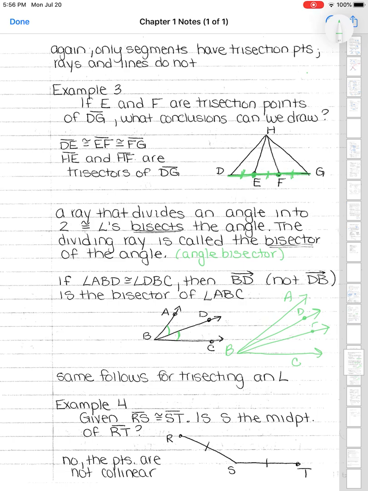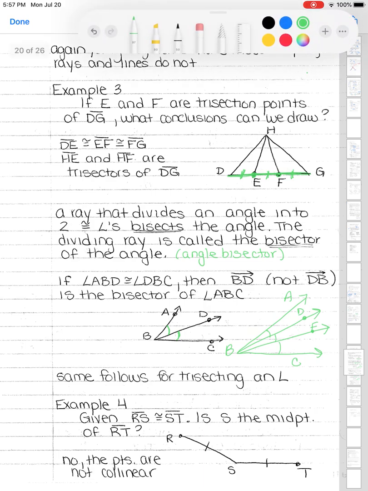And the same would go for a trisector. So if I drew the same angle we started with, ABC, but now I'm going to add two rays in here. One will have D on it, and one will have F on it. If we know that this angle is congruent to this angle, which is congruent to this angle, then we would be able to say that BD and BF, both of those rays, are trisectors of angle ABC because it cuts it into three equal parts.